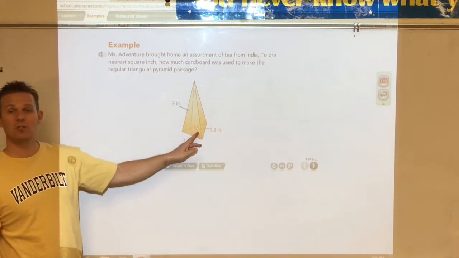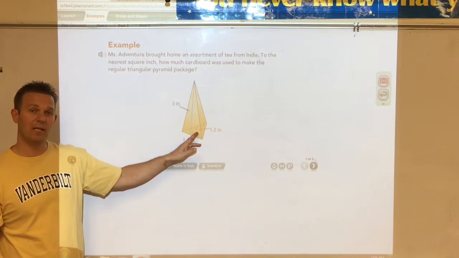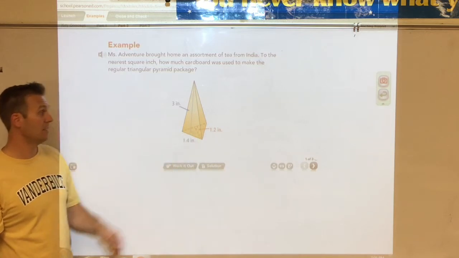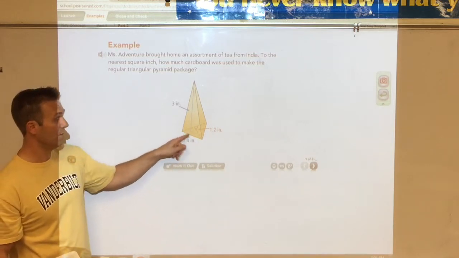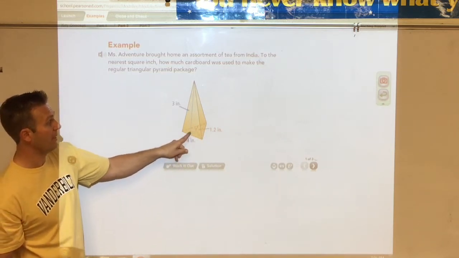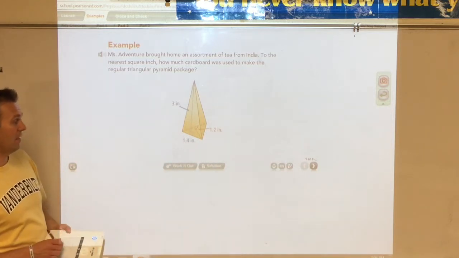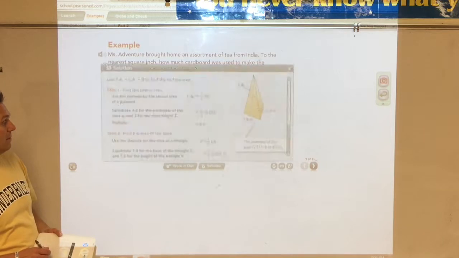Now the base is a triangle, so we're going to have to use the formula base times height divided by 2 for the big base. And we can still do the lateral area, which is finding the perimeter and multiplying it by the 3 inches, which is the slant height, and then solving. This is what it looks like.